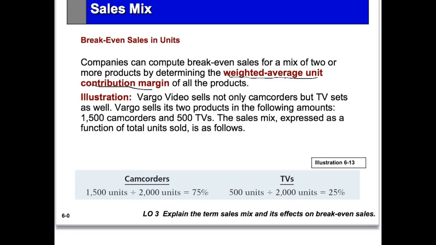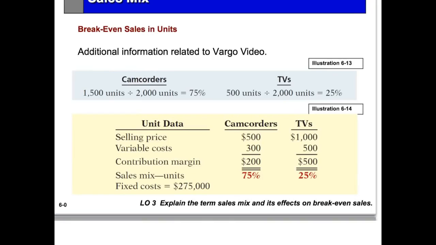For example, Vargo sells camcorders and television sets. It sells two products in the following amounts: 1,500 camcorders and 500 TVs. Therefore, adding these two together, they sell 2,000 in total. The sales mix is 75% camcorders, 1,500 divided by 2,000, and 25% TVs. So now in this example for Vargo, we have the sales mix: 75 camcorders, 25 TV.